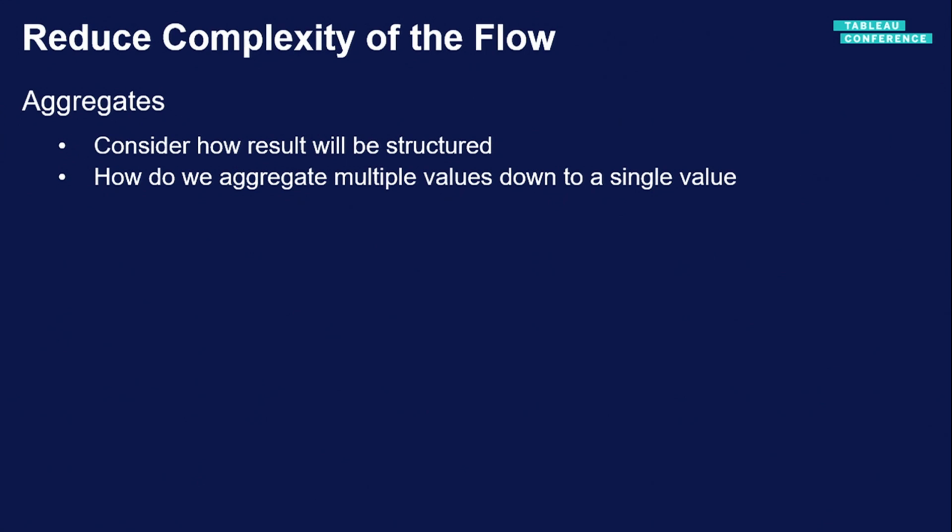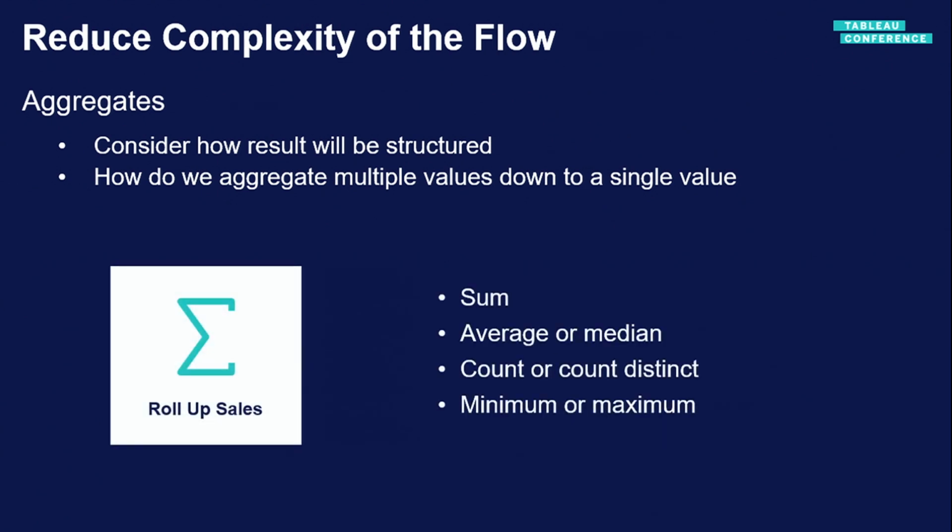So knowing how you want to see the data is super important for figuring out how to aggregate the data. There are a couple of ways that a numeric field can be aggregated: sum, average or median, count or count distinct, and minimum or maximum. So here I'm going to show you a demo of aggregate.